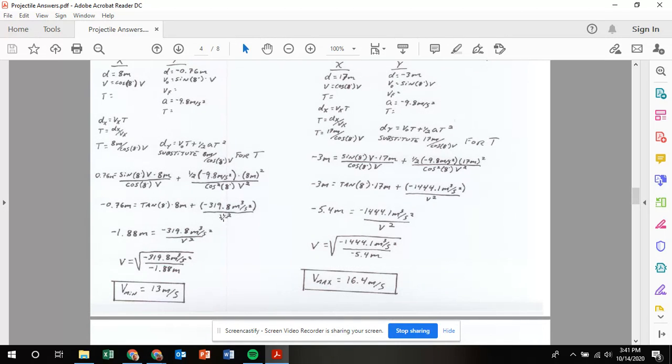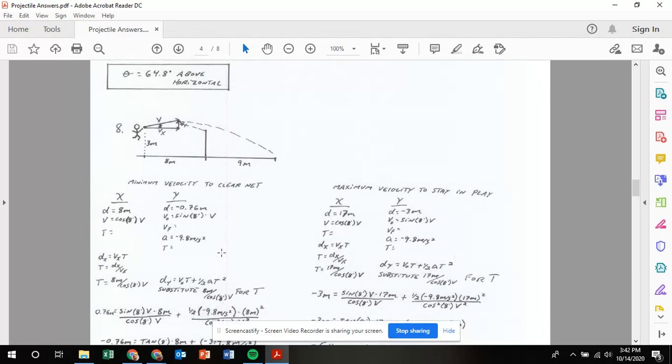We're going to simplify a little bit more. What we're going to do is subtract this tangent of 8 times 8 over to the left, and negative 0.76 minus tangent of 8 times 8 gives me negative 1.88, and that leaves just this fraction on the right side, negative 319.8 over v squared. A little bit more algebra. If I multiply v squared up over here to the left and then divide by negative 1.88, that's why I have negative 319.8 over negative 1.88. And to get rid of the squared with the v, I take the square root, and that gets me a minimum velocity of 13 meters per second.